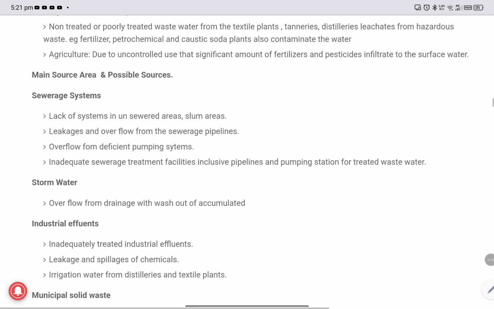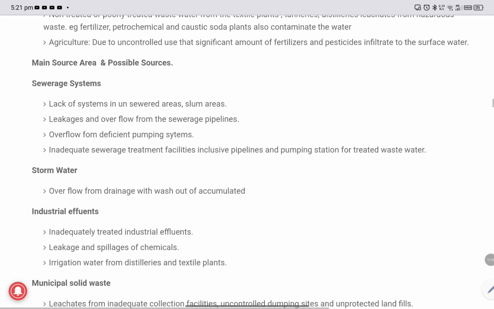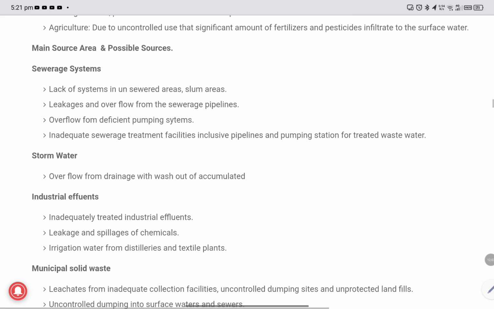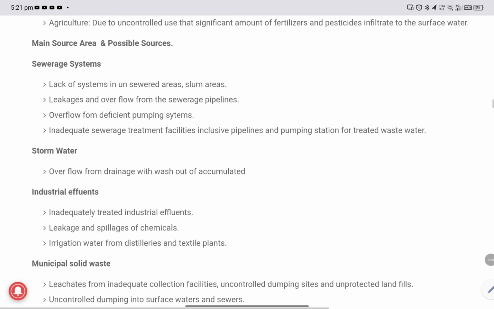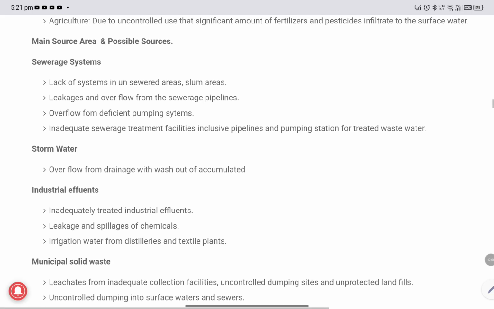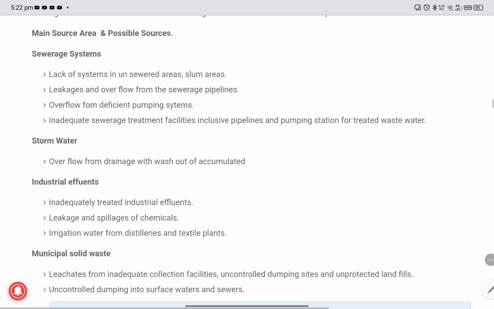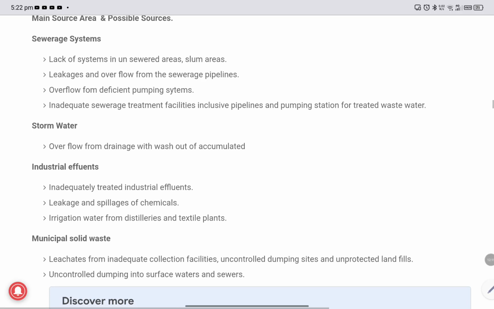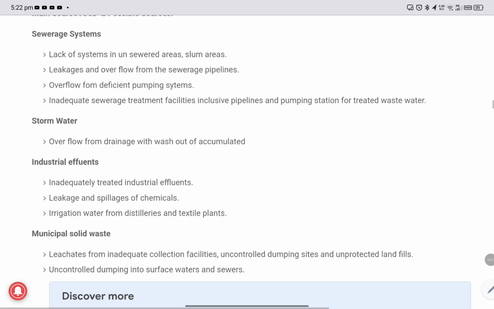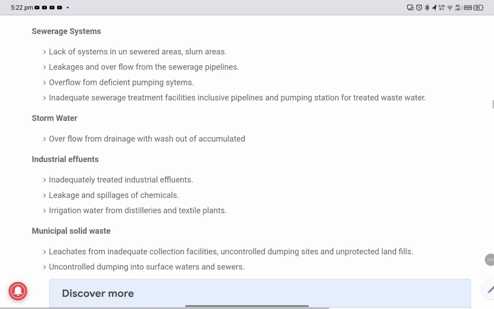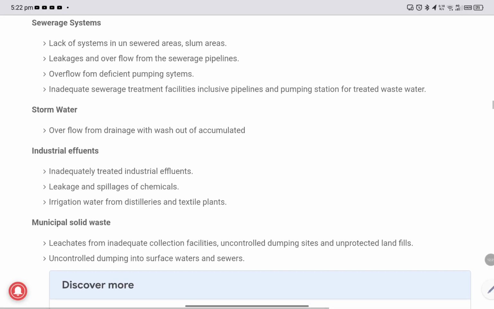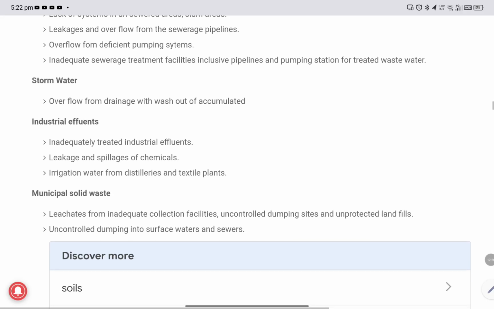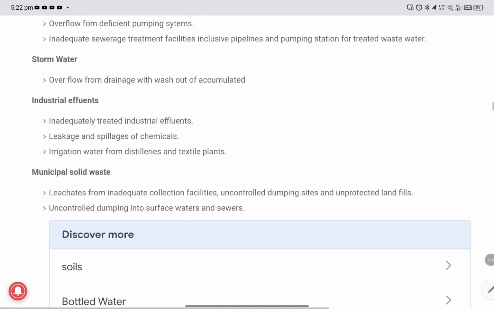Main source area and possible source: sewage system. Lack of system in unsewered area, slum area. Leakage and overflow from the sewerage pipeline. Overflow from deficient pumping system. Inadequate sewerage treatment facilities, inclusive of pipelining and pumping station for treated wastewater. Stormwater overflow from drainage with washout of accumulated industrial effluent.